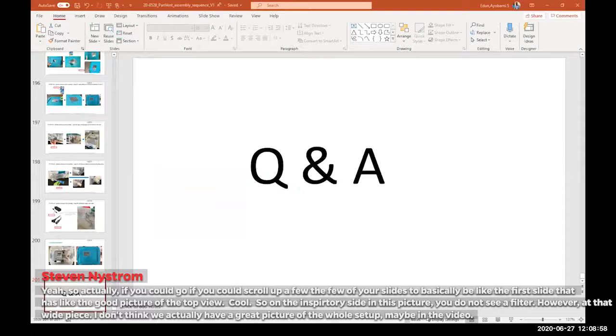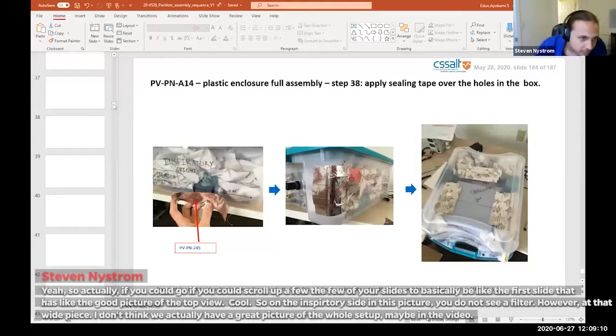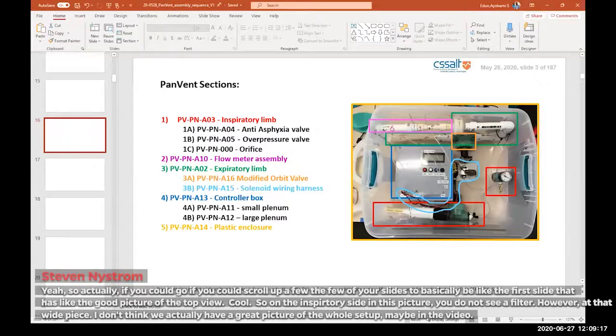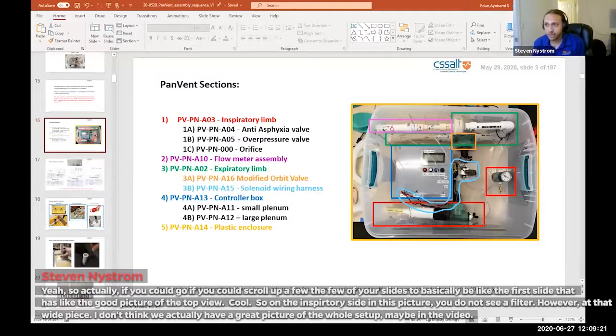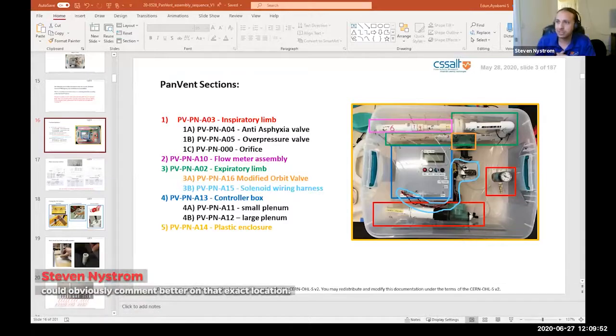Yeah, so actually, if you could scroll up a few on your slides to the first slide that has the good picture on the top view. On the inspiratory side in this picture, you do not see a filter. However, at that Y piece, it's a tube that runs one to the inspiratory side, one to the expiratory side, and then it has a hole that goes to that trach piece inside your lungs. Right there, there is a filter, basically right between the Y piece and the trach tube. Sim could obviously comment better on that exact location.